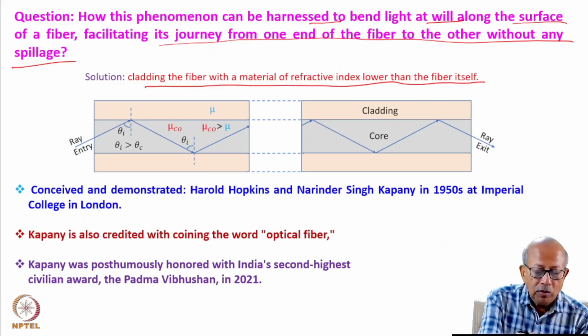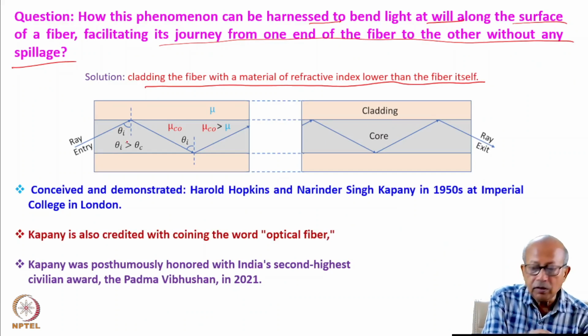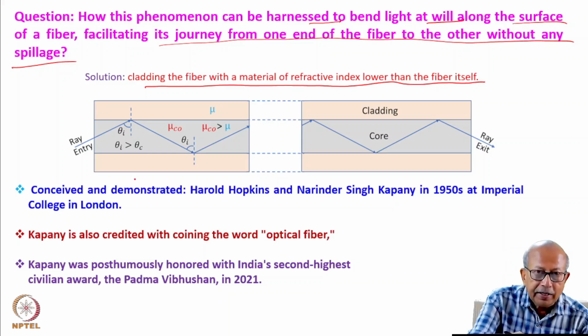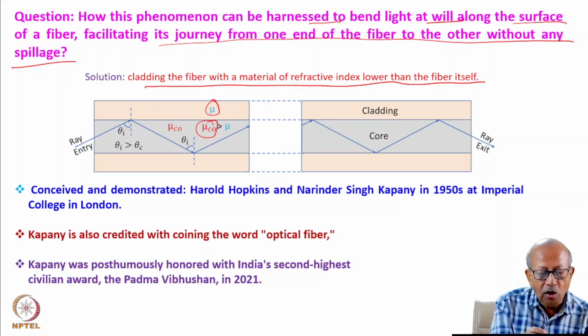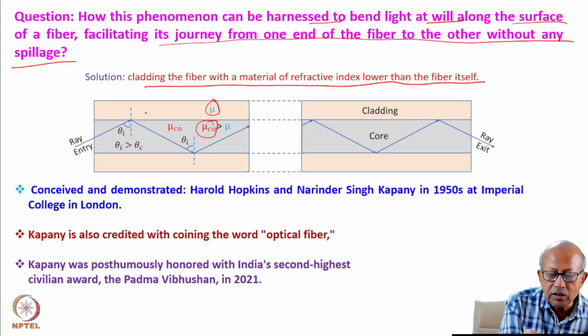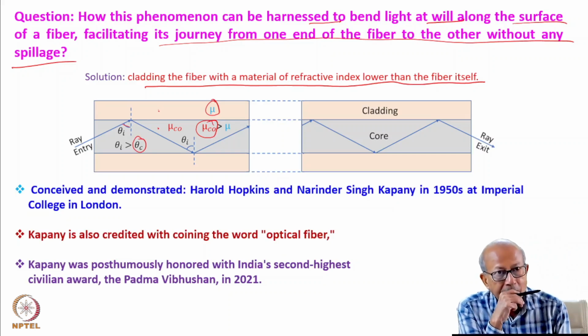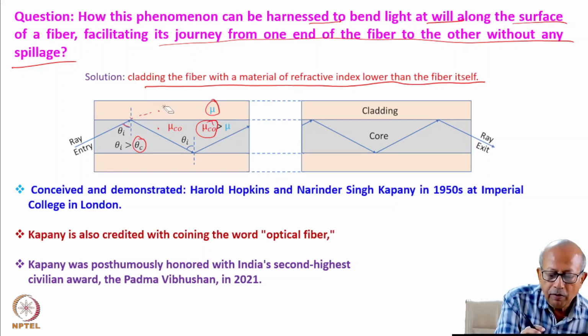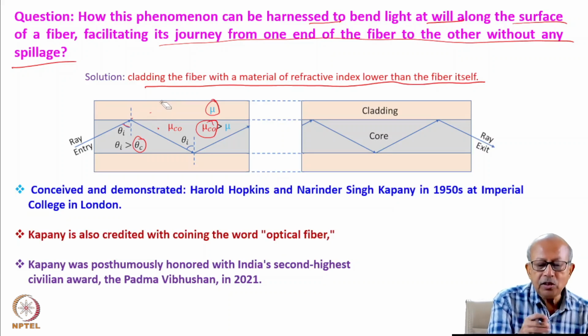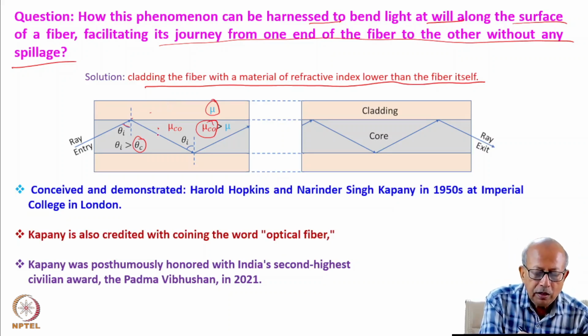So for this, this is your core, that is the glass core, and you put a cladding whose refractive index is less than that of the core. If you launch a ray of light on this core-to-clad interface at an angle more than the critical angle, then there cannot be any refraction of light. The entire light will be reflected.